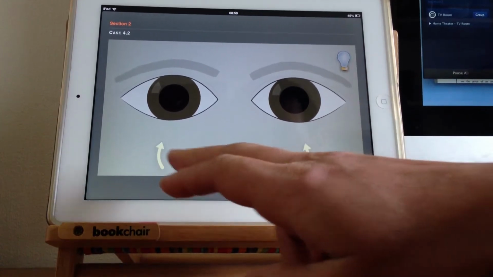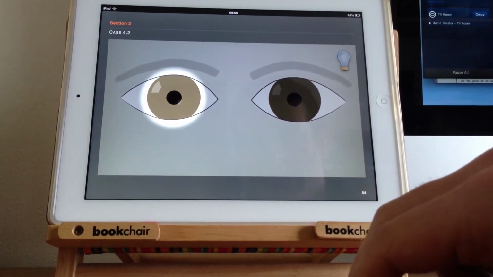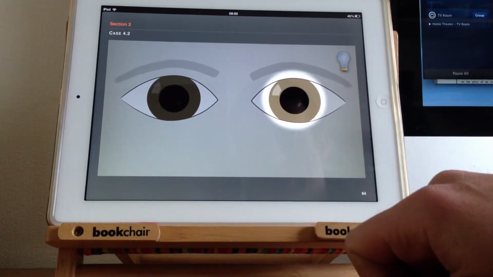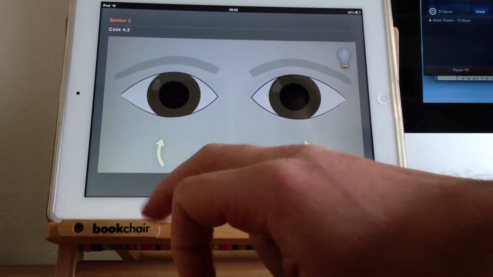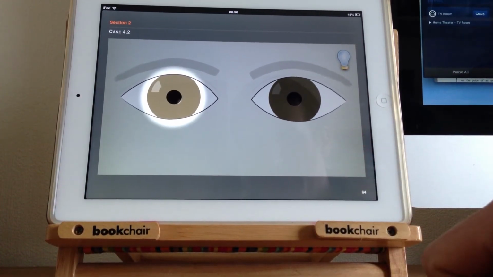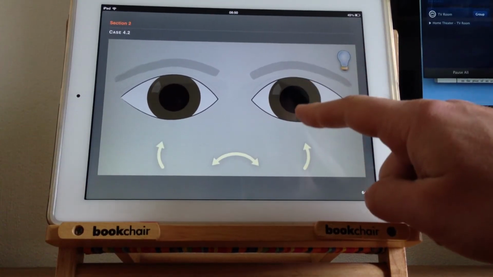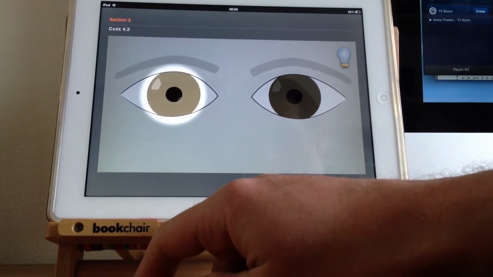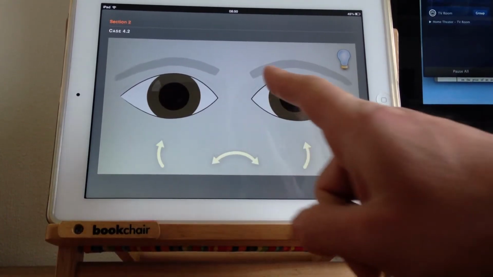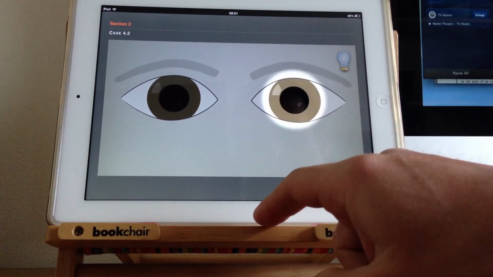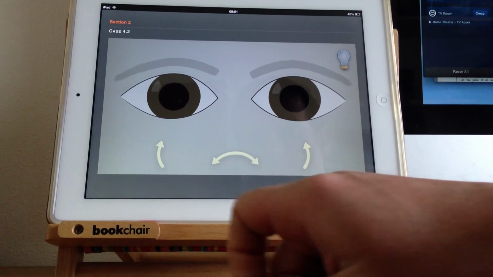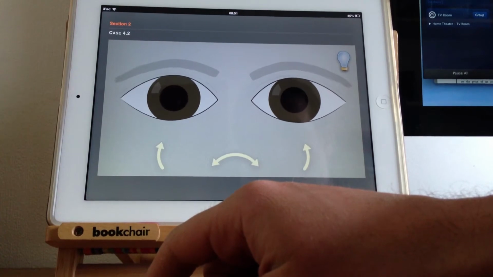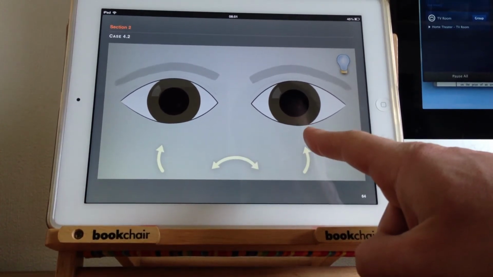No reaction. Reacts. No reaction. Reacts. I'm going to look at this side as I shine the light over here. So neither side reacts when the light is shone on this side, but both eyes react when the light is shone on that side. So as we face the patient, there's a problem on this left hand side.